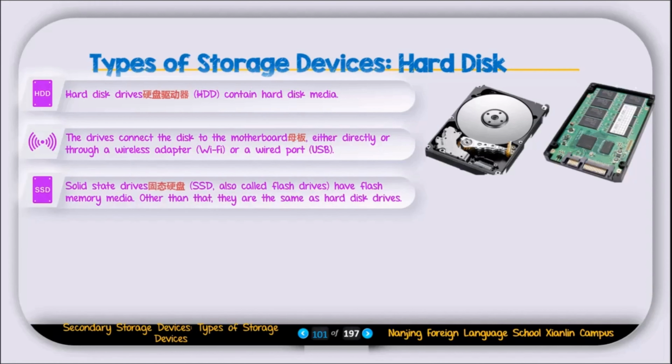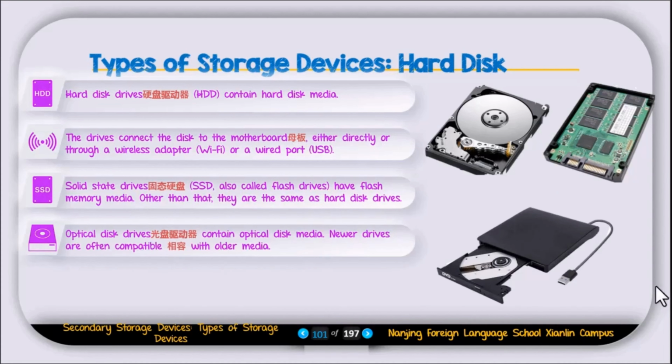Then we have another type of hard disk called the SSD, or solid state drive, also known as the flash drive, which has flash memory media. Other than that, it is the same as the hard disk. Here you can see the picture. This is the hard disk. It has moving parts. It has the disk. And this is the SSD. It doesn't have any moving parts. It's made of chips, as you can see here. That is the difference. A hard disk has moving parts, but an SSD doesn't.